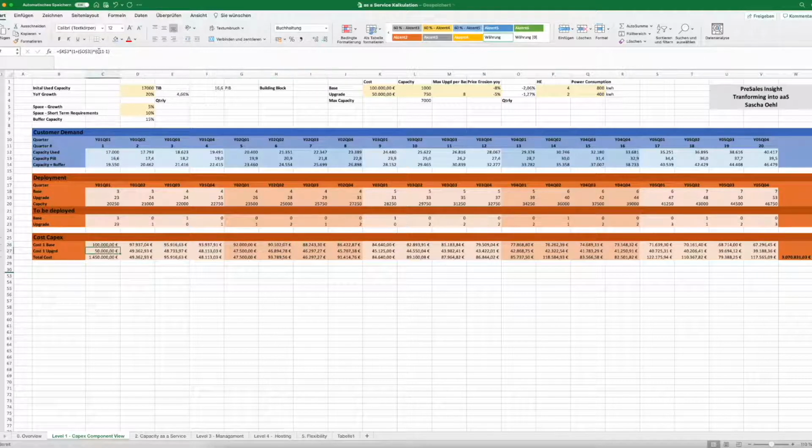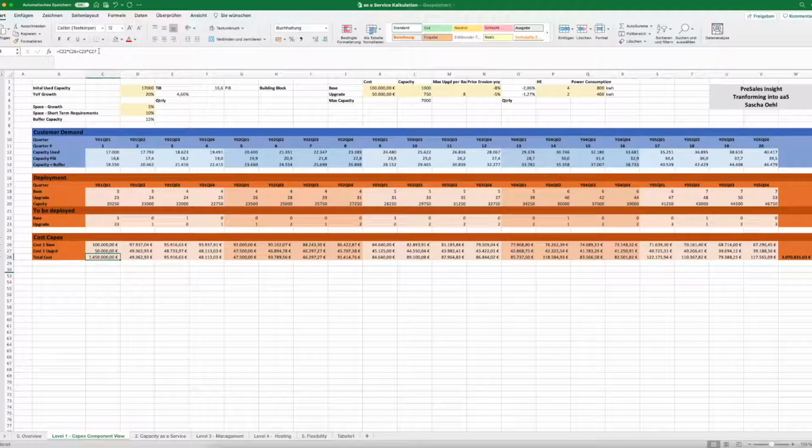Exactly the same we do for the upgrade block. Both together give us a cost per each block per quarter. You could also put it into one equation. By doing it that way, it's easier, and you could easily explain to someone else how you could calculate the cost.